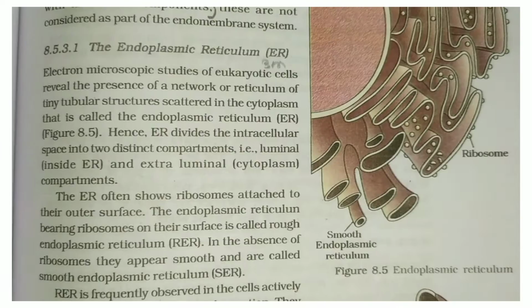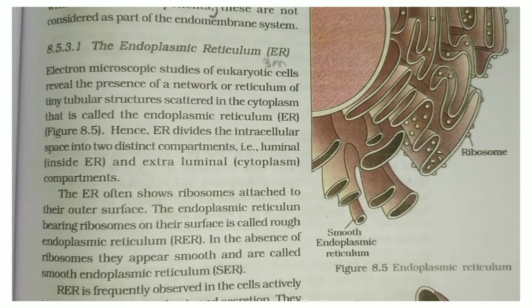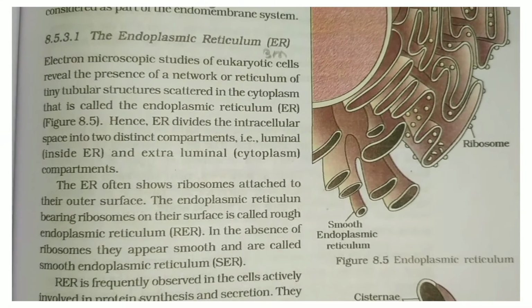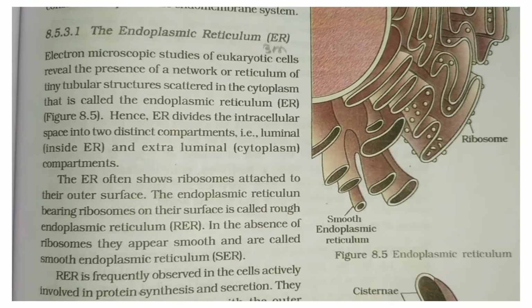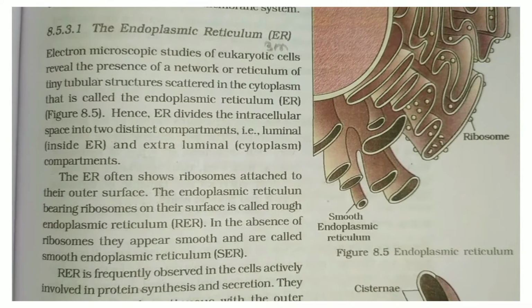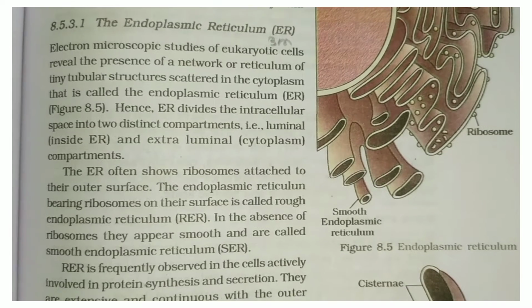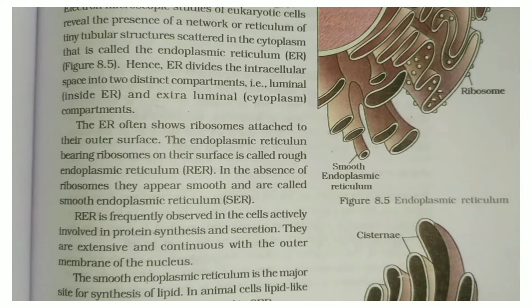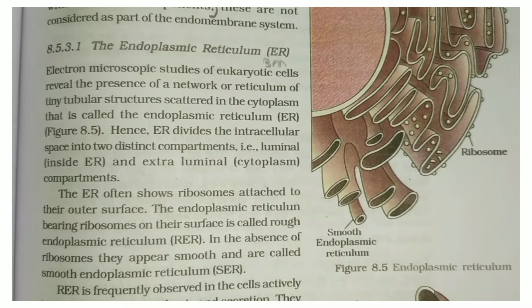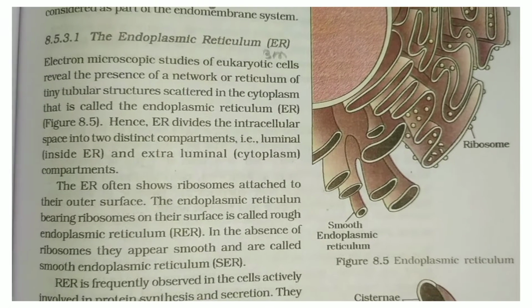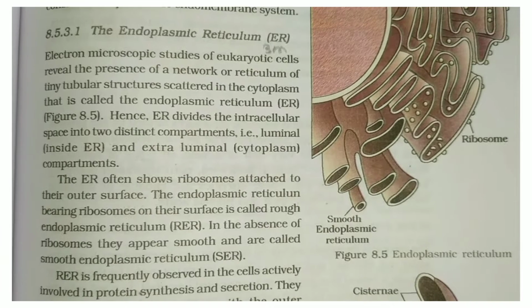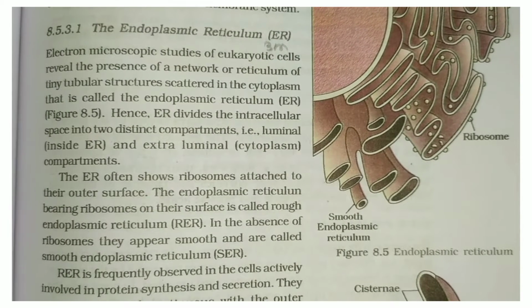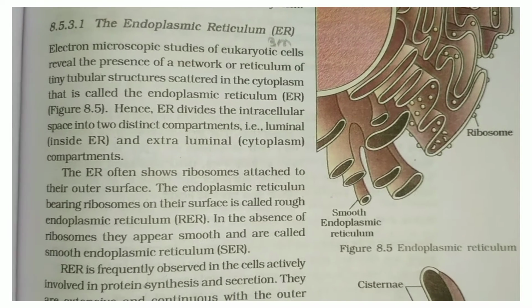The endoplasmic reticulum is a network of tiny tubular structures scattered in the cytoplasm. Endoplasmic reticulum divides the intracellular space into two different compartments, that is luminal, which is the inside of the endoplasmic reticulum, and extraluminal, that is the cytoplasm. Ribosomes are attached to the outer surface of the endoplasmic reticulum.